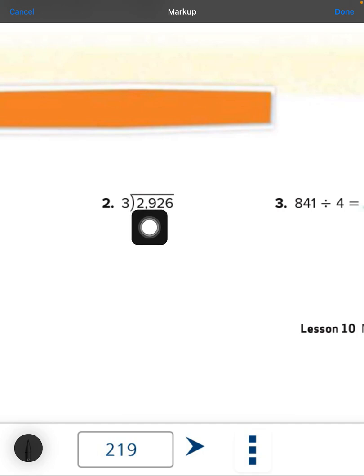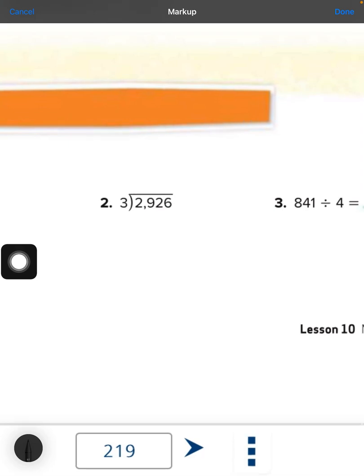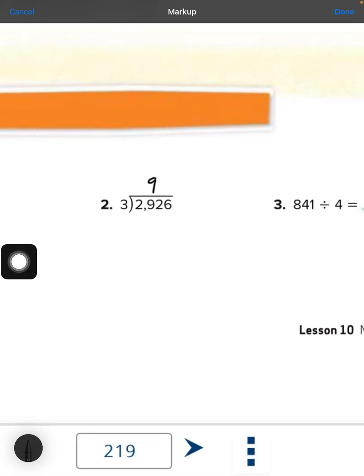3, oh, look at this. 3 will not go into 2, so we're going to have to go 2 digits deep and go into 29. 3 will go into 29 9 times. 9 times 3 is 27. 29 minus 27 is 2.